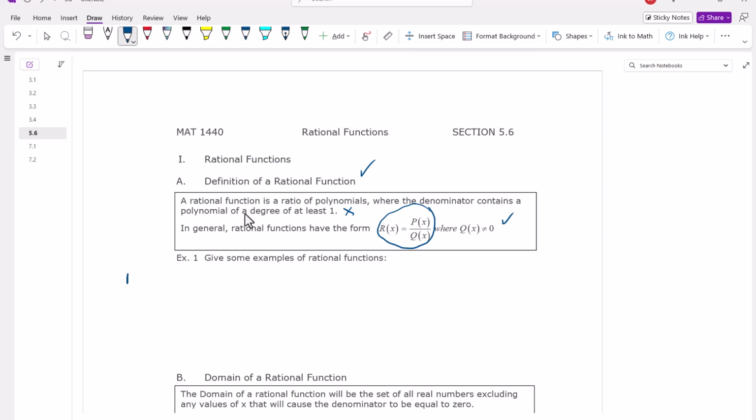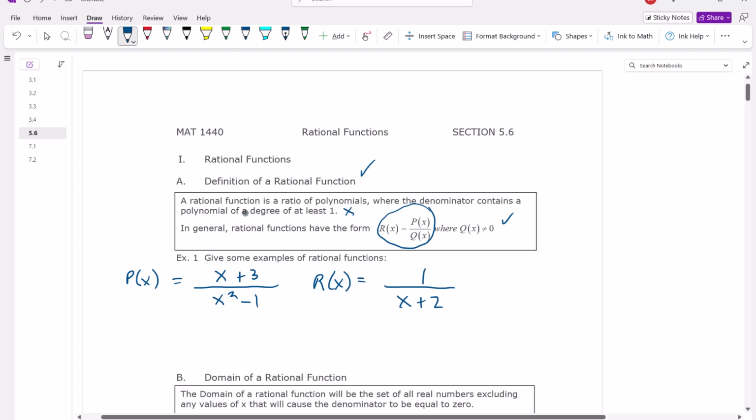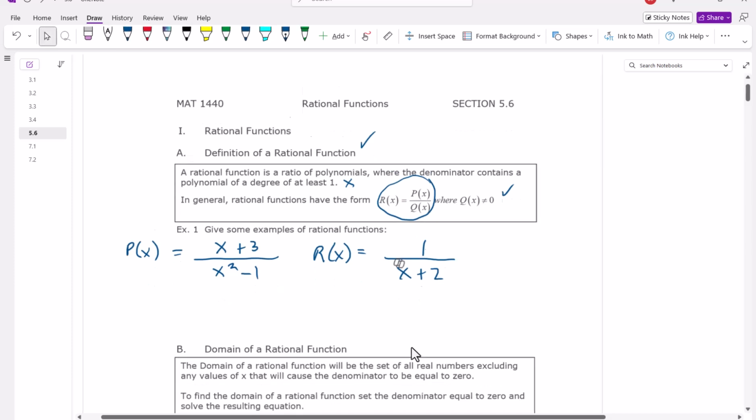Okay, so here's a couple of examples. P of x, okay, all we do is we make a fraction. The denominator, you could have x squared minus 1. That's a polynomial. The numerator, you could have another polynomial. That is a rational function. Okay, here's another one. This time I'm just going to say x plus 2. That's a polynomial. It's got an x in it. And the numerator could just have a number in it. So I can go like that. So you're just looking at ratios of polynomials.